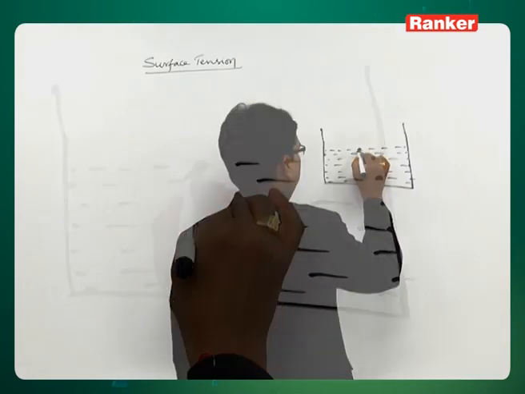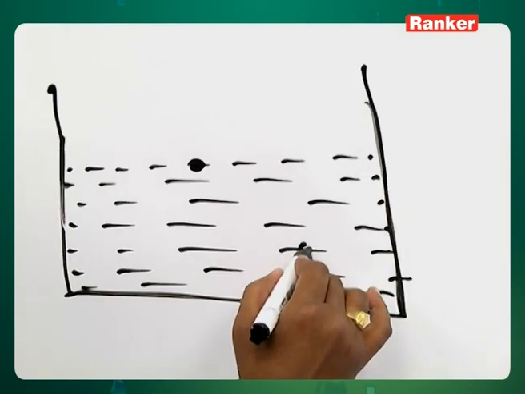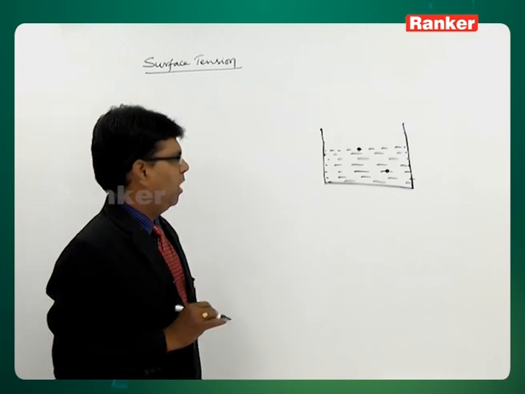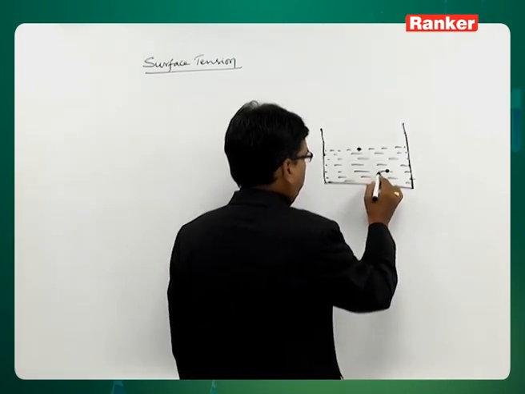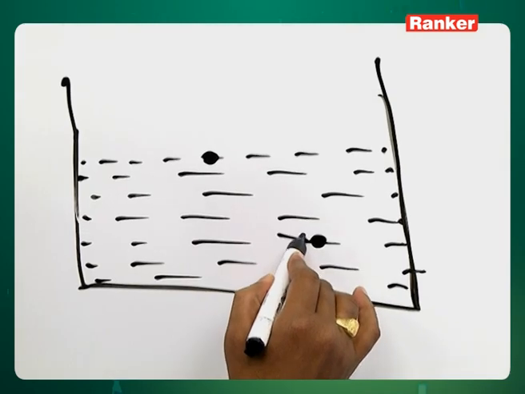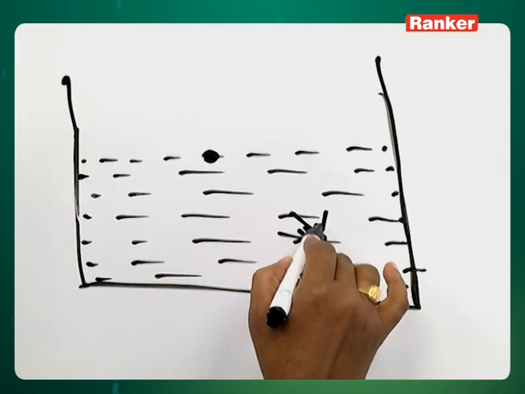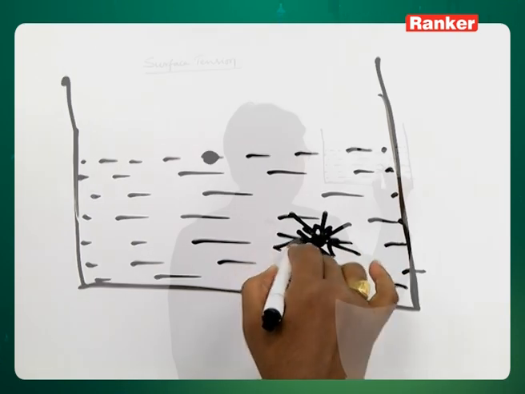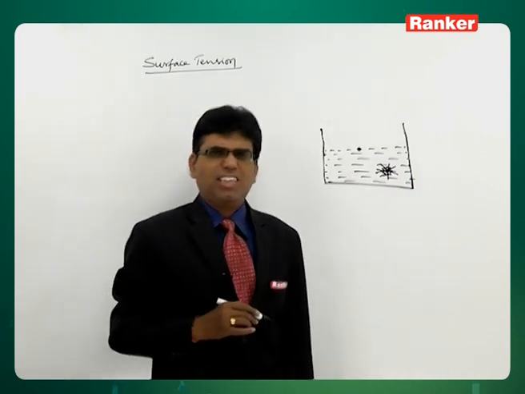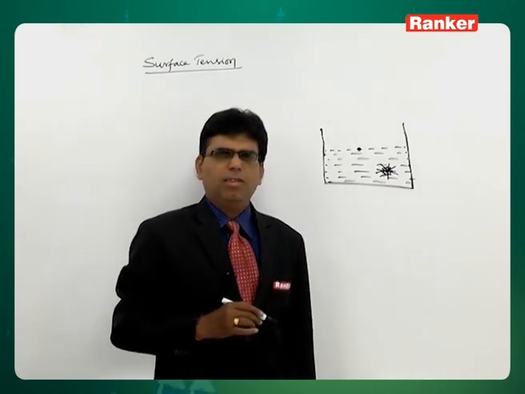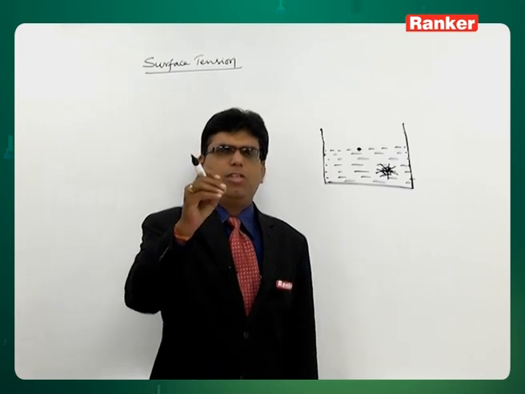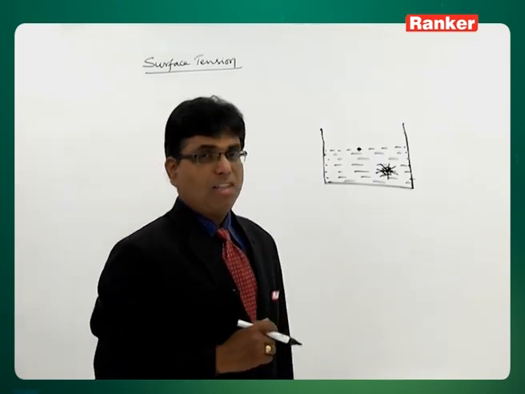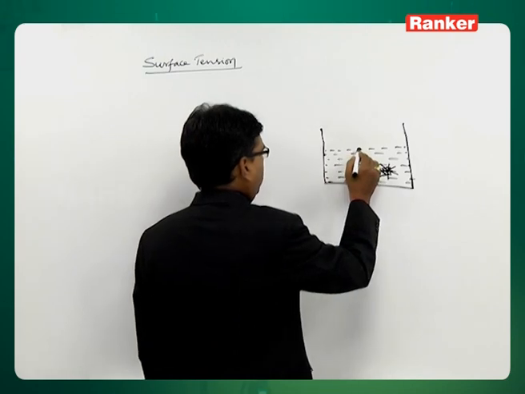Suppose we consider a molecule on the surface and a molecule in the bulk. In the case of vapor pressure, we said that the molecule in the bulk is surrounded by many other molecules around it, and the net forces acting on it are balanced by one another, so the net force acting on it is considered to be zero.